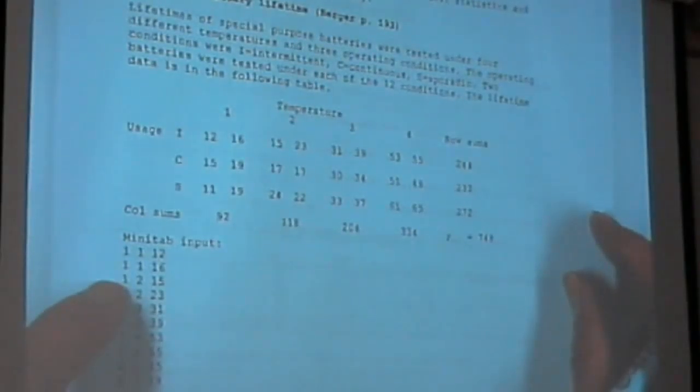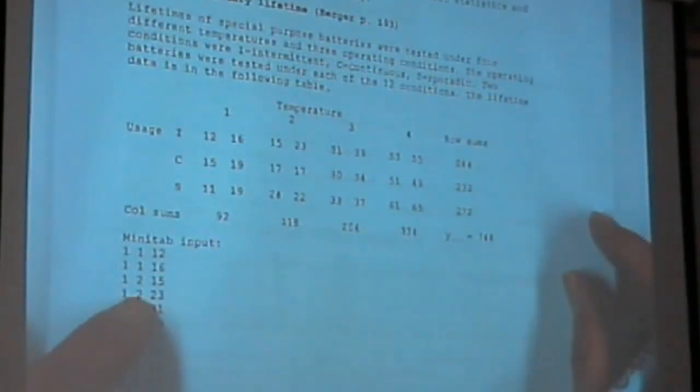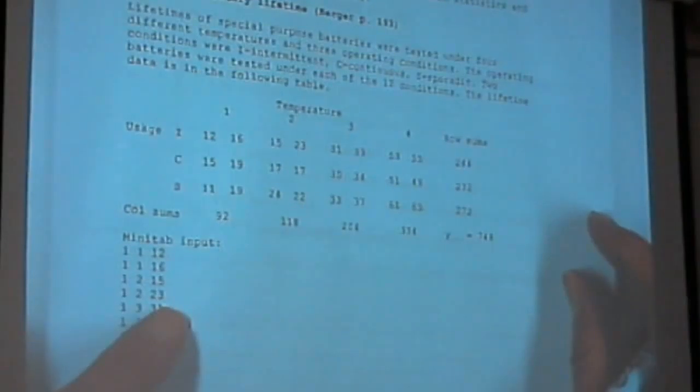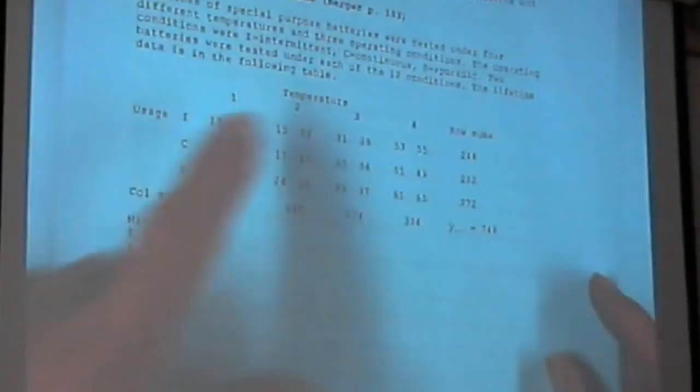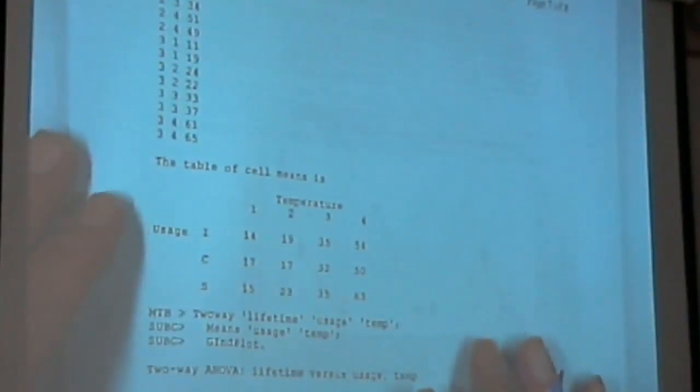The first column is the row, the second column is the column, and the third column is the actual data value. So anyway, you can trace that back to the data, and there it continues.